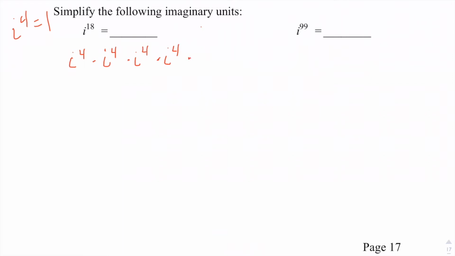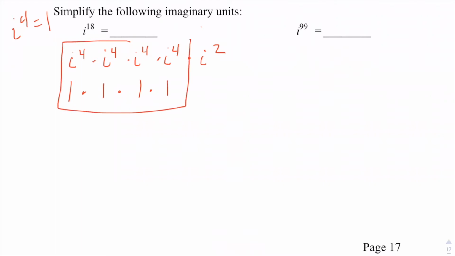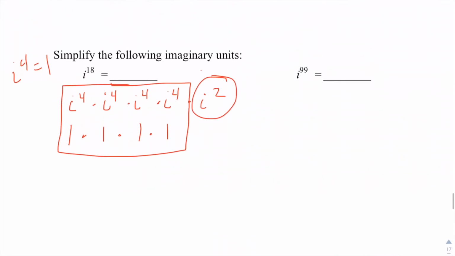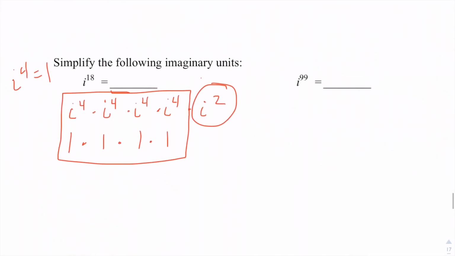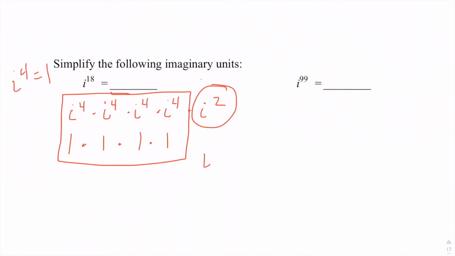Oh, but I can go times i to the second. So this is just 1 times 1 times 1 times 1. So basically what ends up happening is all of this here goes away because it's just 1, and you're left with whatever i squared is. And if we come back up to our chart, we see that i squared is right here. And we should know that i squared is equal to negative 1 from our previous work. So i to the 18th is negative 1.